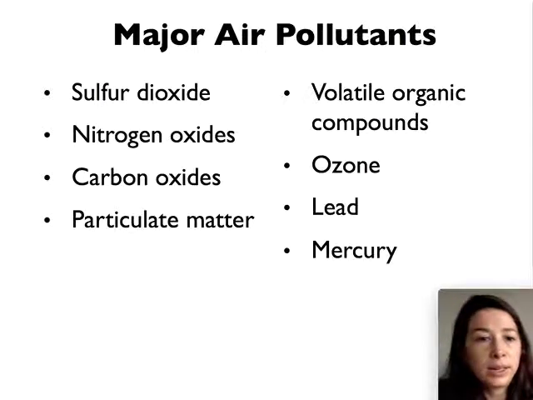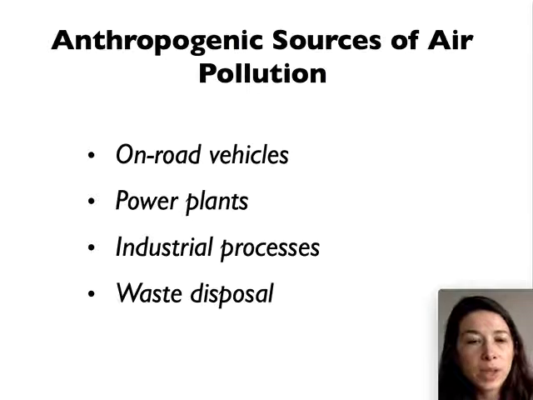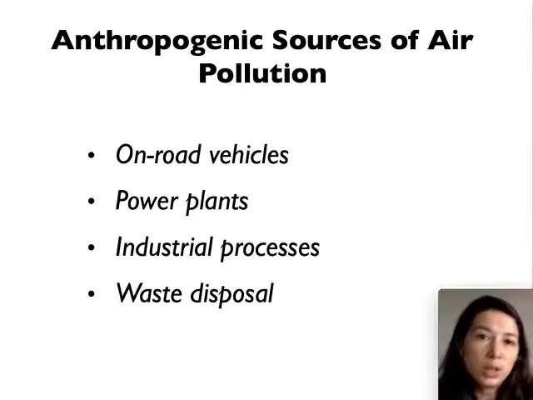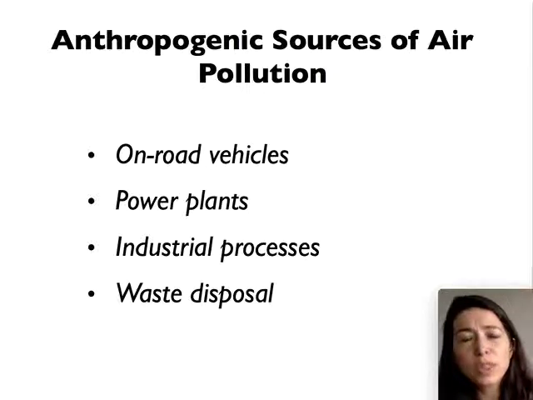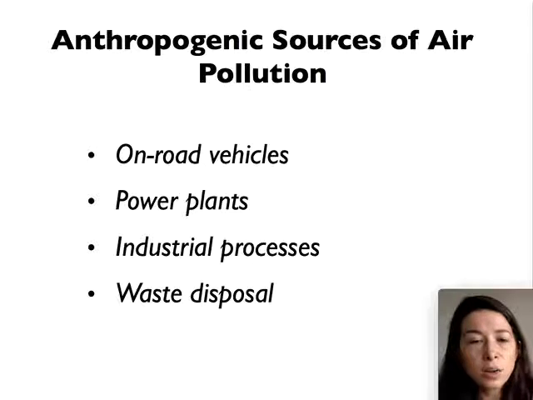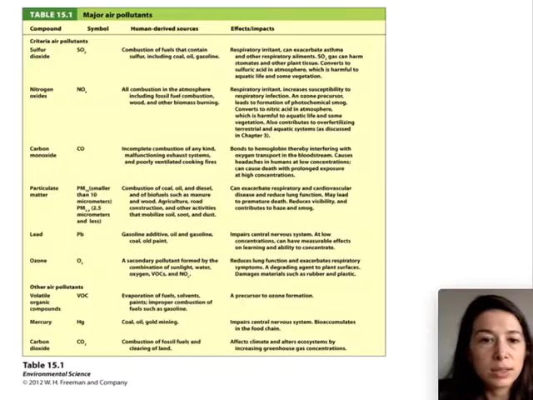Lead and mercury, and I'll show you in a graph that lead is actually starting to be on the downfall in terms of a pollutant. So what are some things that we do to contribute to air pollution? Mostly vehicles, a lot of on-road vehicles, and a lot of burning of fossil fuels contribute to air pollution. Power plants, so creating energy, creating electricity, is a huge source of air pollution. Industrial processes, disposal of waste.